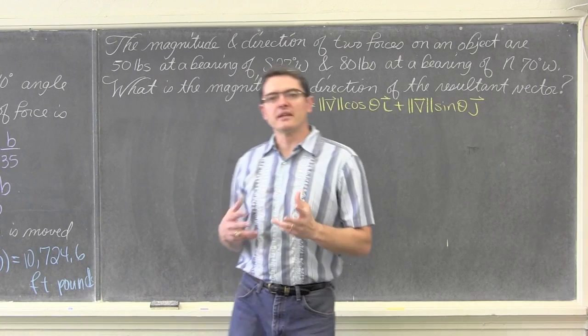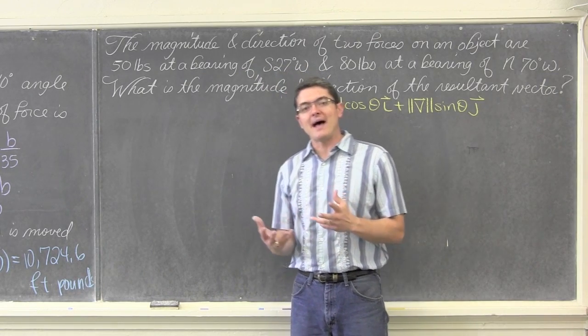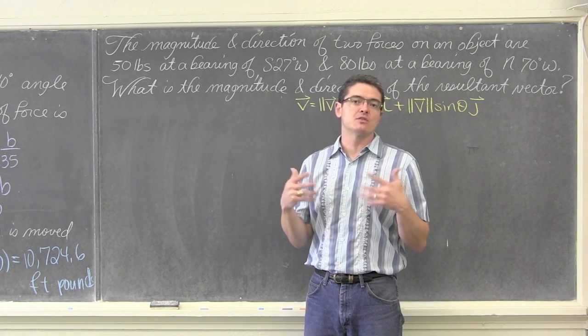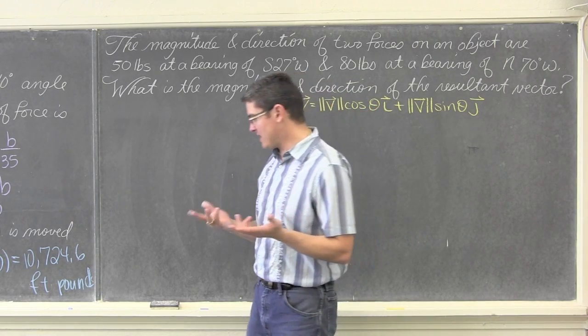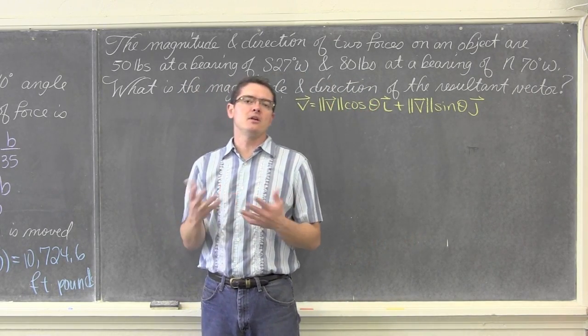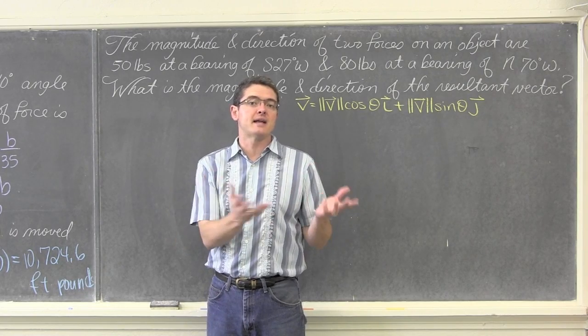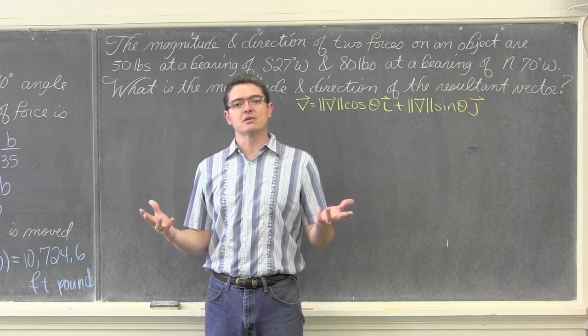Now I'm giving us a little bit of an advanced problem right off the bat. I didn't just give you two vectors and ask you to find the resultant. Because if I just give you two vectors and ask you to find the resultant, if they're already in component form, you just add the A's and add the B's, and then you get your answer.